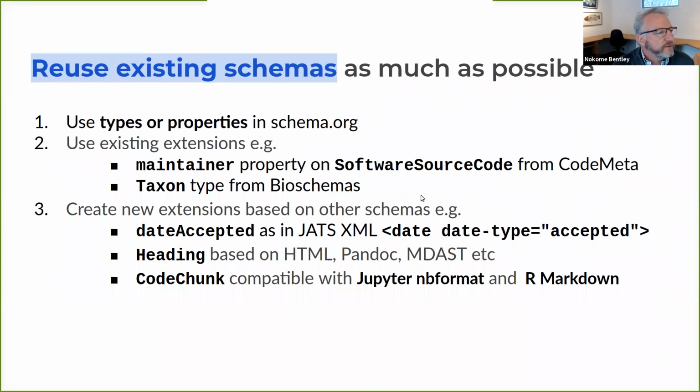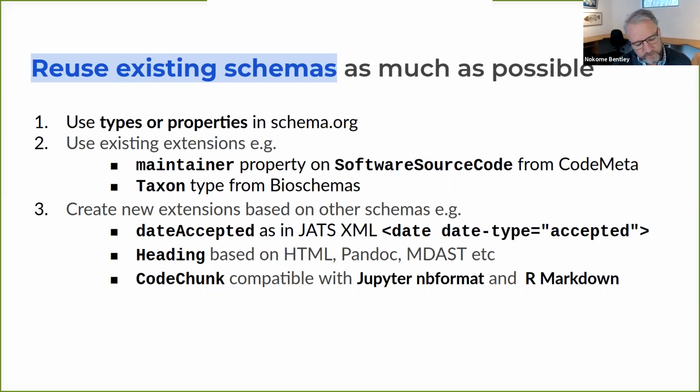The other principle that's important is we reuse these existing schemas as much as possible. So we start off with the types and properties that are in schema.org, and we will use those where possible. If they're not available in schema.org, then we'll look to existing extensions such as codemeta. We use the maintainer property from codemeta. One of the ones we haven't implemented yet, but we're looking to do soon, is taxon from bioschemas. And then if there's no schema.org extensions that have the type we need, then we will create new extensions.